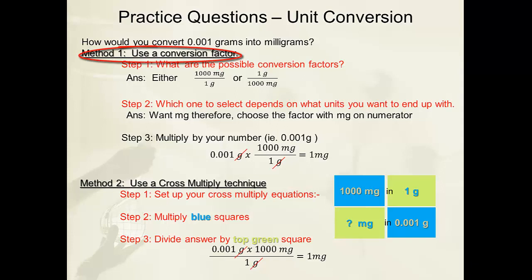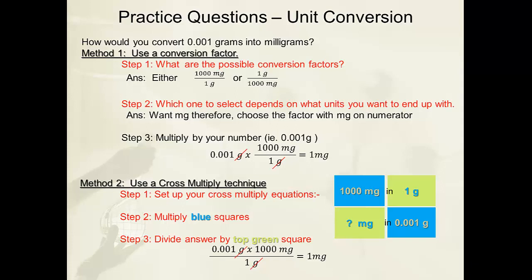Okay, so I'm not going to make you use a particular method, but you might like to use one of these. So method one, you could use a conversion factor. Okay, so if we're going to convert 0.001 grams into milligrams, we could use a conversion factor. So step one, what are the possible conversion factors? Either there's 1,000 milligrams in a gram, so 1,000 divided by 1, or there's 1 gram per 1,000 milligrams, 1 over 1,000.